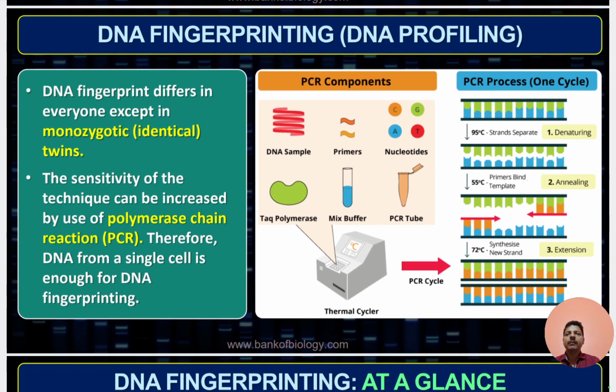DNA fingerprint differs in everyone except in monozygotic twins, that is, identical twins. The sensitivity of the technique can be increased by use of polymerase chain reaction, PCR. Therefore, DNA from a single cell is enough for DNA fingerprinting.